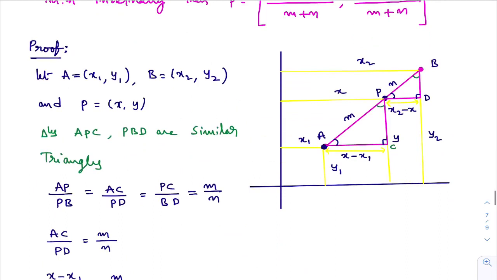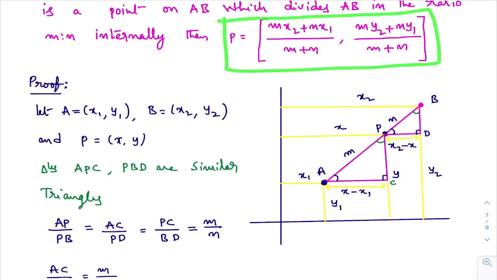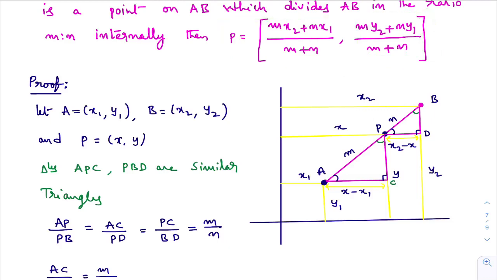Here it's all about when they given endpoints of a line segment AB and P is a point which divides AB in the ratio m is to n. Then to calculate this point P, we use this formula: (mx2 plus nx1) divided by (m plus n), comma (my2 plus ny1) divided by (m plus n). We use this formula very frequently while doing problems on it.